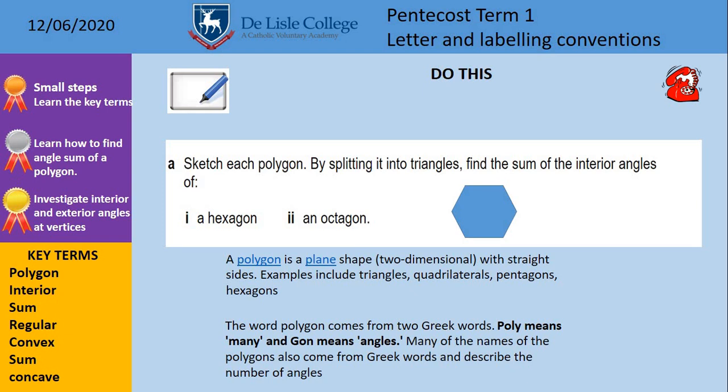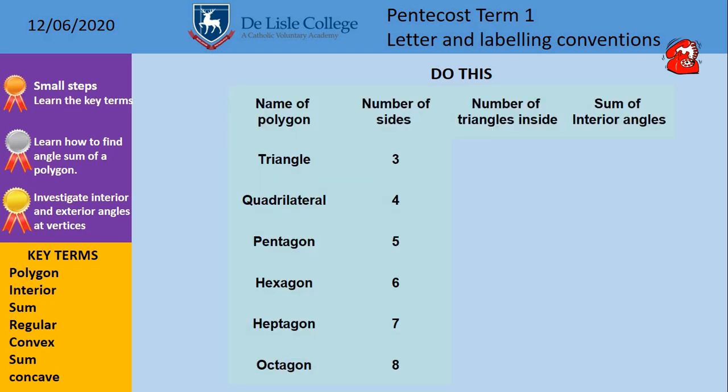Okay, so there's our hexagon, there's our octagon. And hopefully you've drawn the triangles to work out the sum of the interior angles, but we're going to look on the next slide to produce one big table. So I'd like you to get this copied into your book for me, please. The name of the polygon, the number of sides, then you're going to work out how many triangles are inside, and that will tell you the sum of the interior angles.